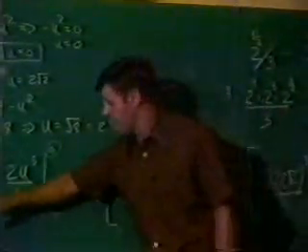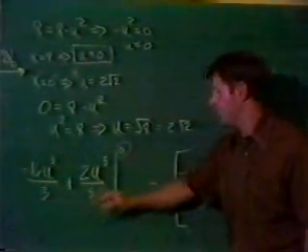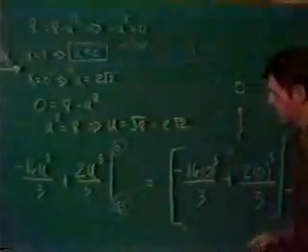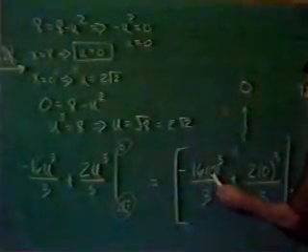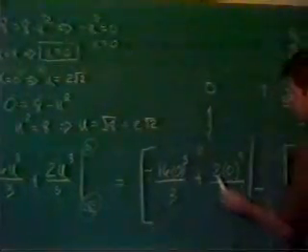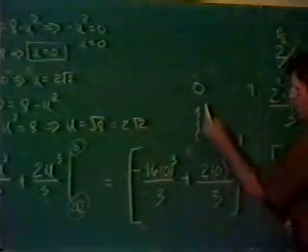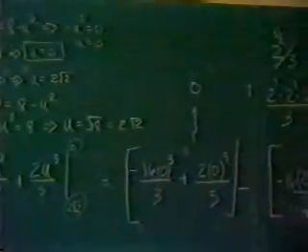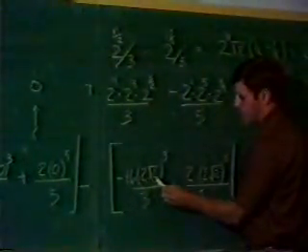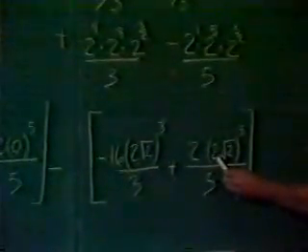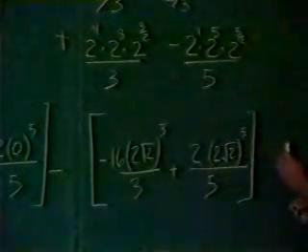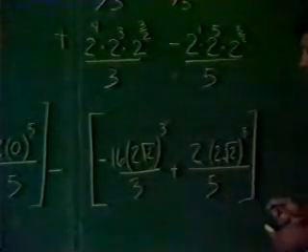All right, so if we continue letting the variable remain as u, we must use these limits. Putting in the top limit, I have minus 16 times 0 to the third over 3, plus 2 times 0 to the fifth over 5, and you can see that this is going to be simply 0. Minus 16 times the lower limit: 2 times the square root of 2 cubed all over 3, plus 2 times the square root of 2 raised to the fifth power all over 5.